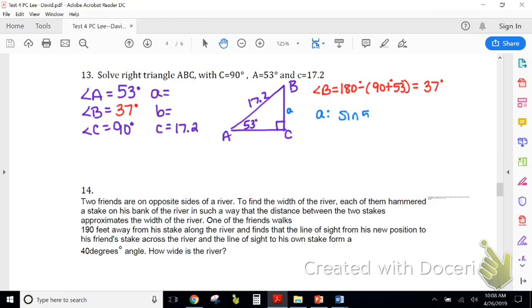So opposite and hypotenuse is what trig function? So we know that sine of 53 degrees equals opposite over hypotenuse. And just multiply by the 17.2 to get it off the bottom. So side A will equal 17.2, excuse me, sine of 53 degrees, which is, okay, so A is 13.7, and they didn't have any label for our sides, right? So now we just need to find side B.